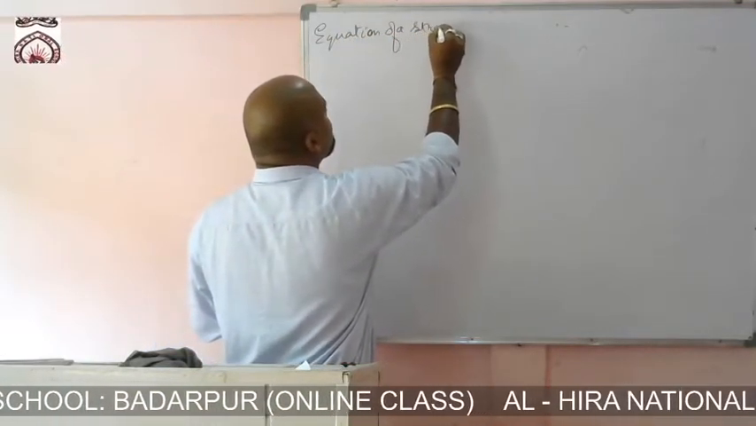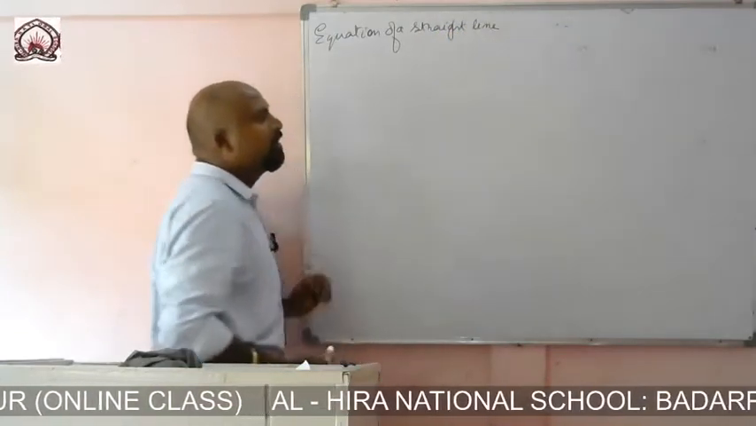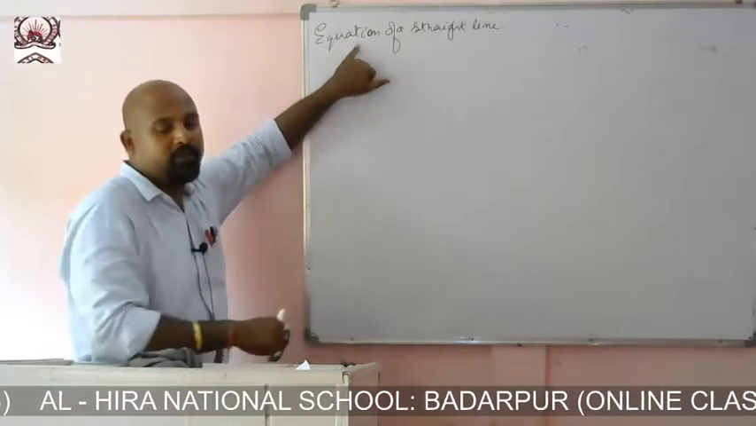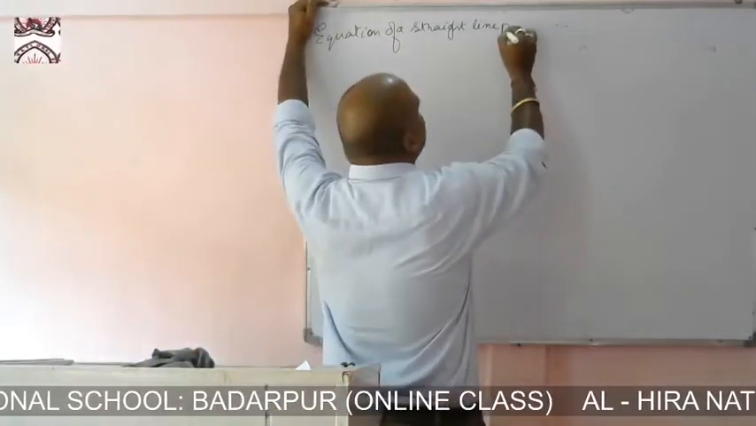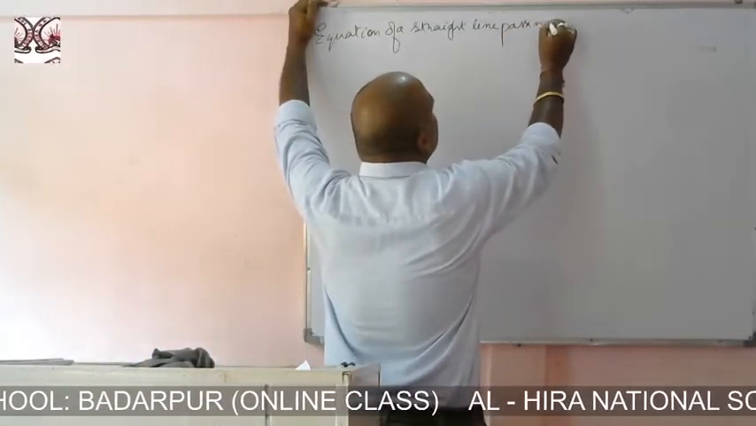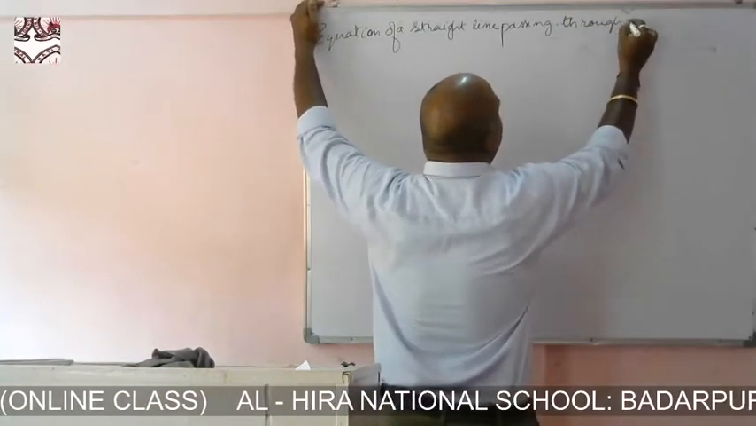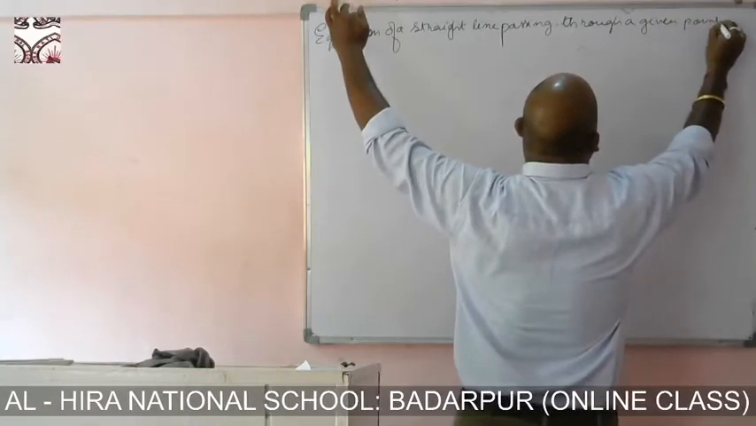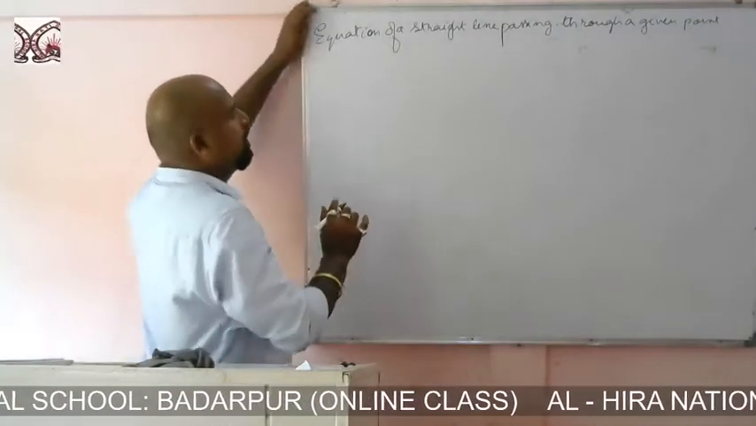Equation of a straight line. Now we will discuss the equation of a straight line passing through a given point. We are able to know the position of one point.